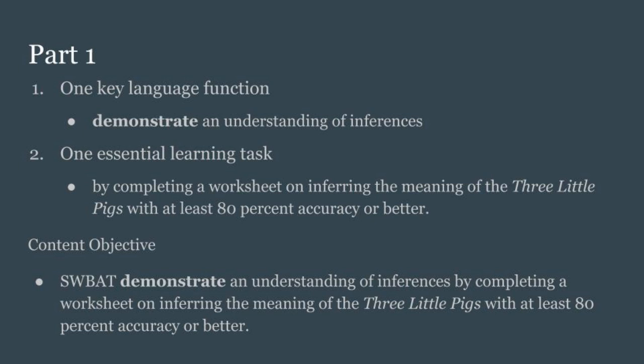So students will be able to demonstrate an understanding of inferences by completing a worksheet on inferring the meaning of the 3 Little Pigs with at least 80% accuracy or better. And as you remember, the content to be learned could be made very specific so that the teachers know exactly what needs to be taught and focus their efforts on the meeting of that objective.